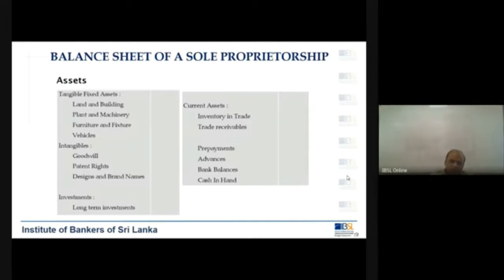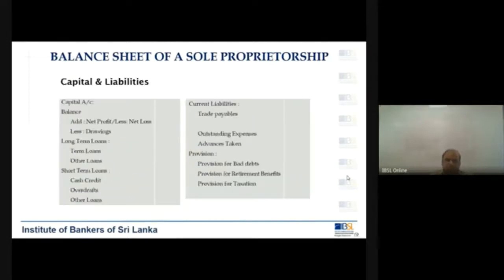Likewise, you will have liabilities also. What are the liabilities? You have the capital account, the money that you have brought in. Then you will have the net profit or loss, which is what we discussed now. Then most importantly, look at the item, less drawings. Anything that you have taken for your personal use is your drawings. Then you have long-term loans and short-term loans. Long-term loans are where you have taken long-term loans from the bank. Short-term loans are where you might have taken overdrafts, or short-term loans repayable within one year and so on.